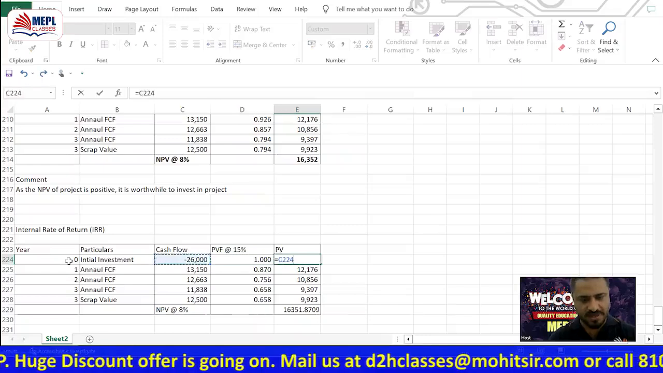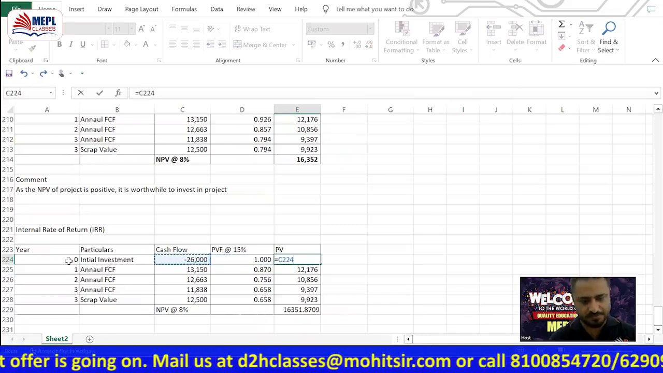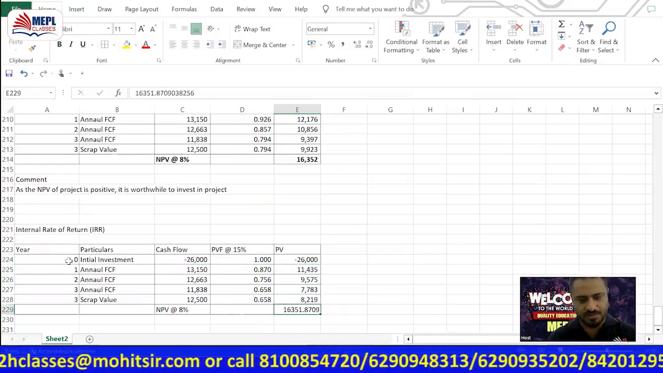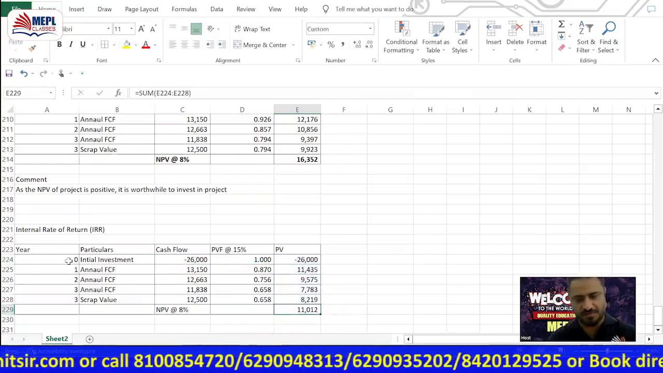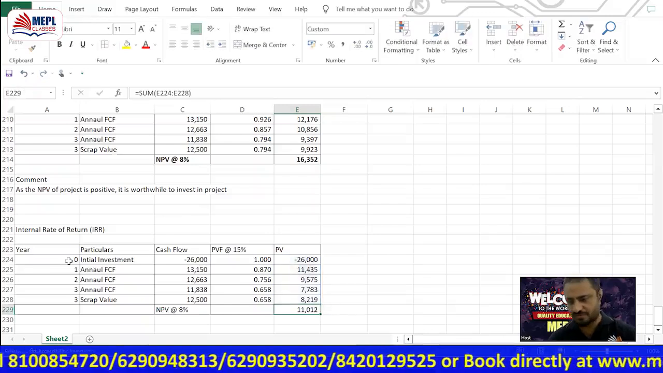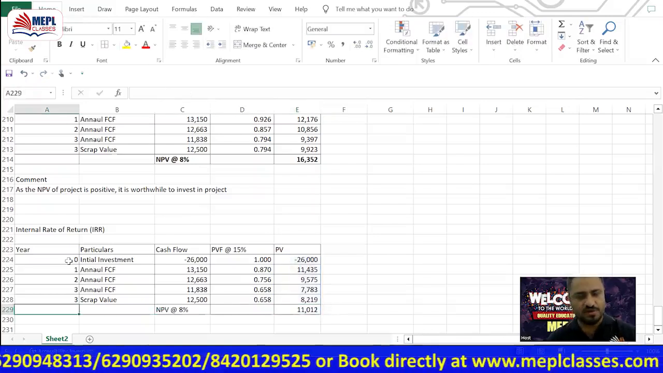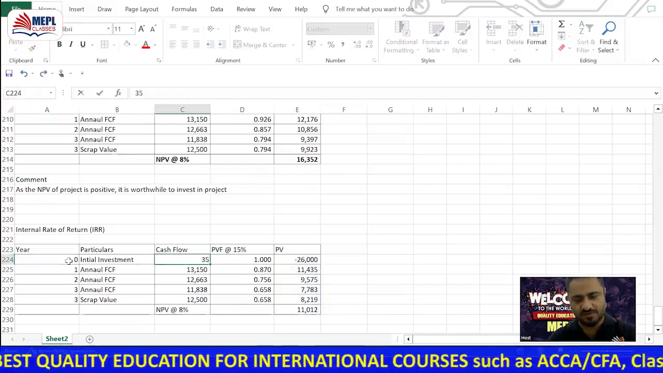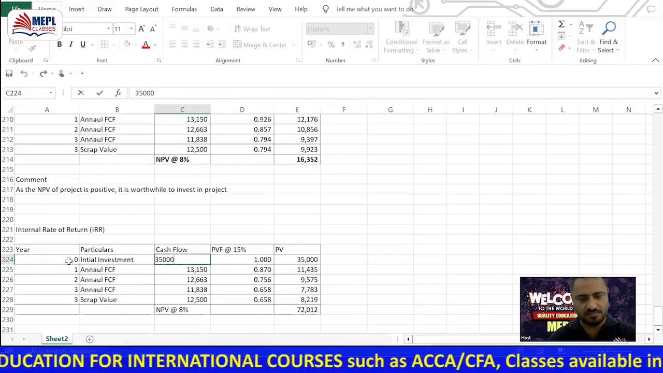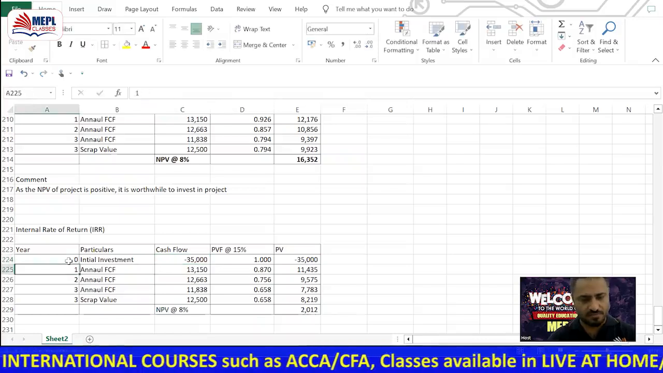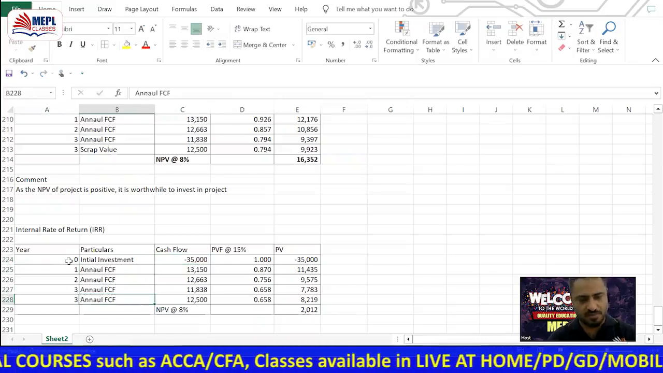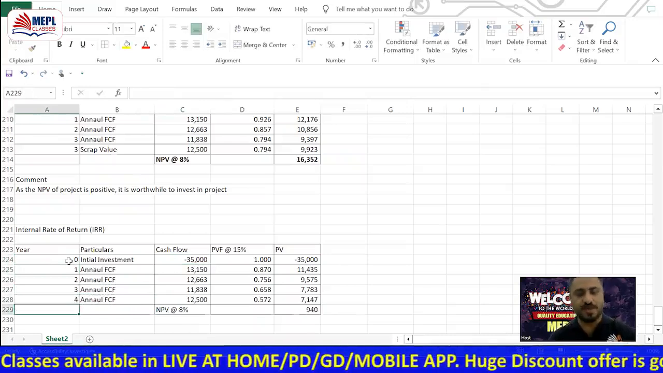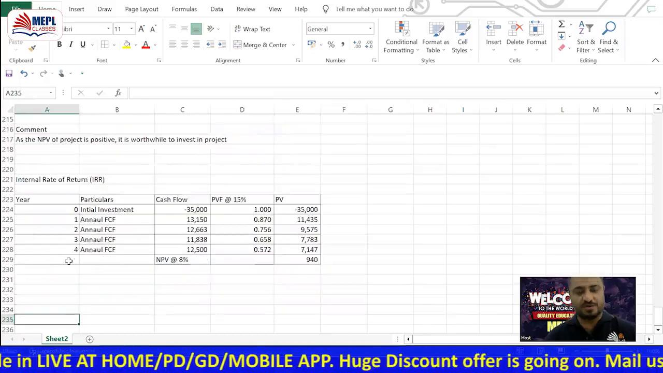And then we'll again recalculate. And then you will reach a conclusion, sir, that at 15% also NPV is positive. So let's take, say, initial investment is 35,000, and annual cash flow for different years is different. Okay, so I just change the question.